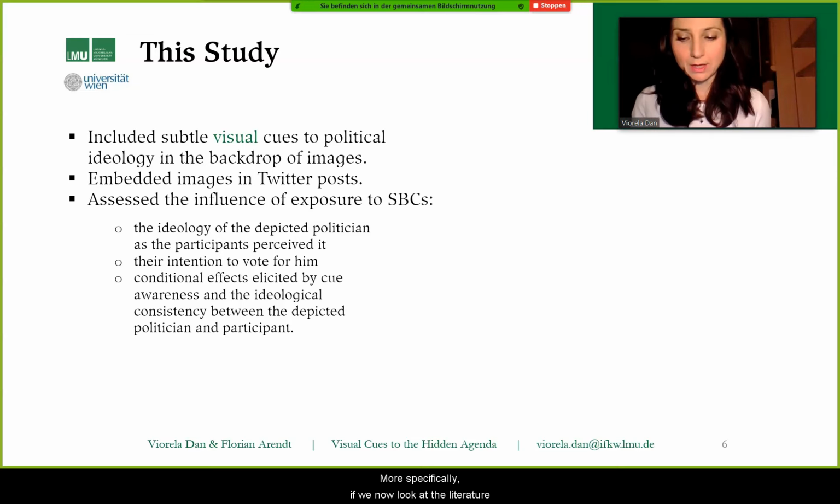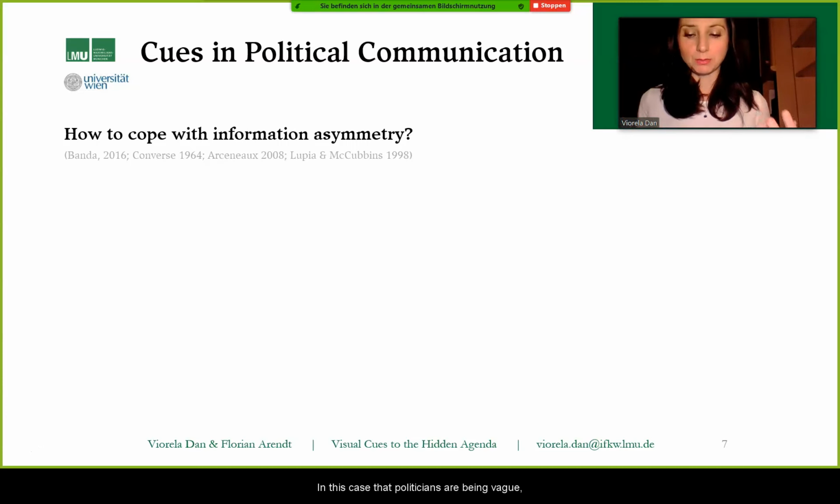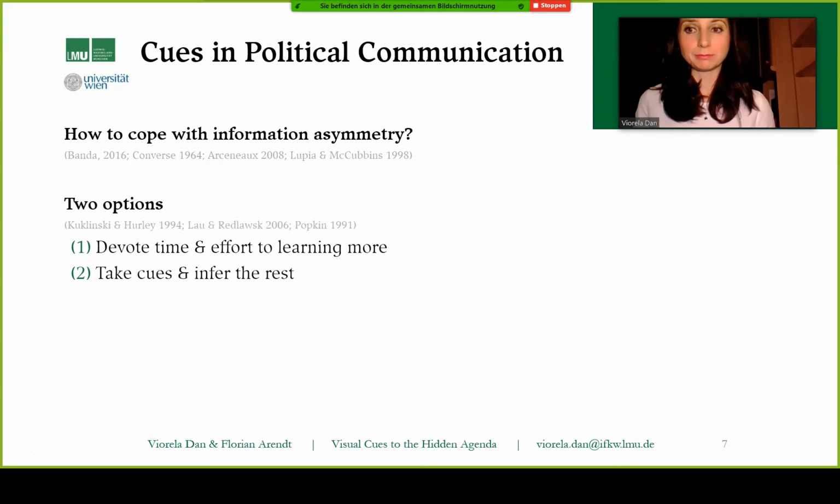More specifically, if we now look at the literature, we will find about cues in political communication two specific suggestions with regard to how citizens can cope with information asymmetry. Remember, information asymmetry means that one side knows more than the other. In this case, that politicians are being vague and that they know more than the citizens do and that they do not communicate that clearly. So there are two options with regard to coping with this information asymmetry. On the one hand, people could devote time and effort to learning more.